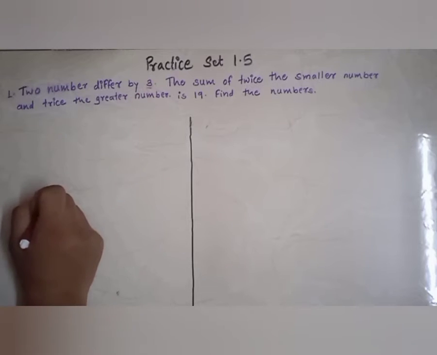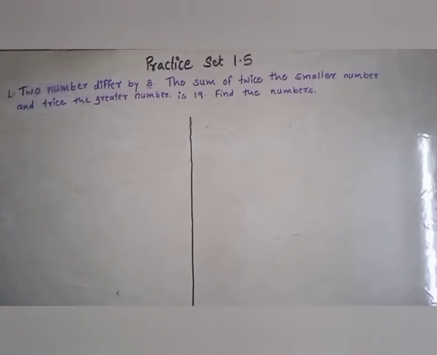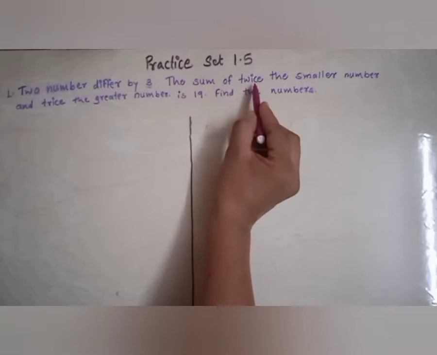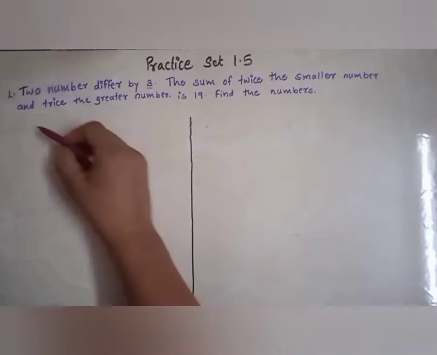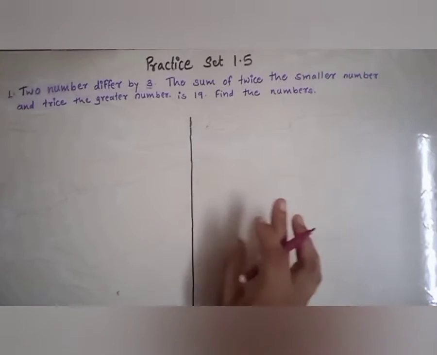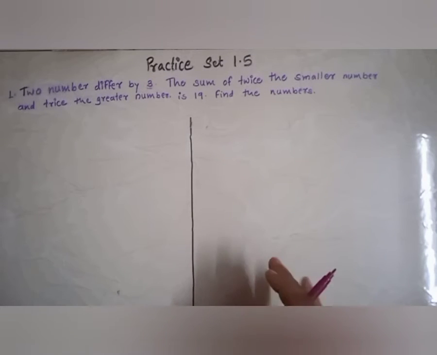The two numbers differ by 3. Differ by means subtraction is present, so we have to subtract one number from the second. The second condition is: the sum of twice the smaller number and thrice the greater number is 19. So you have to take twice the smaller number and thrice the greater number, and the summation of both gives 19.